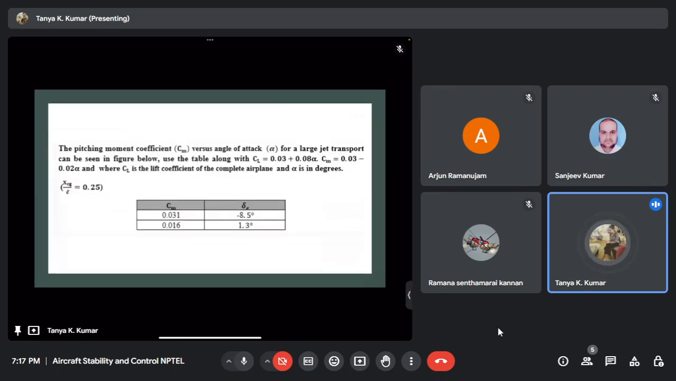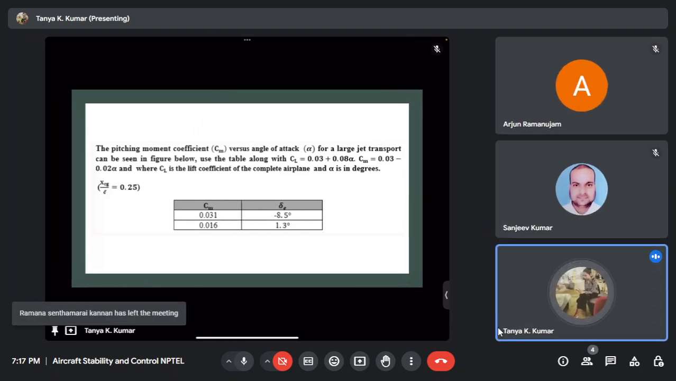Let's go to the next set of questions. The pitching moment coefficient versus angle of attack for the large jet transport can be seen in the figure below. So they've given you Cm and delta E values. Okay, the question is slightly misleading. So Cm and delta E values are given to you, and they've given you the CL variation and Cm variation with alpha. And the xCG is also given to you. Now let's look at the questions.